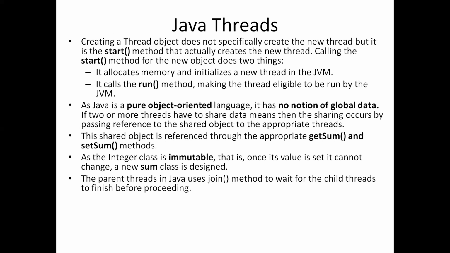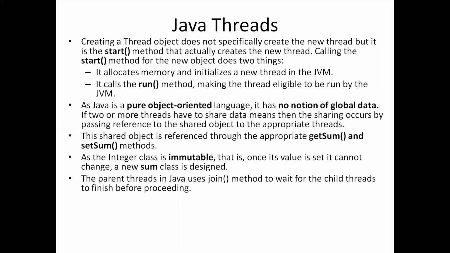And as Java is a pure object oriented language, it has no notion of global data. In previous Pthreads and Win32 APIs, we had global data. We declared some data as global because it is shared data, data which is shared among the threads. So we declared data globally in Pthreads and the Win32 API, whereas Java is a pure object oriented language. It has no notion of global data.